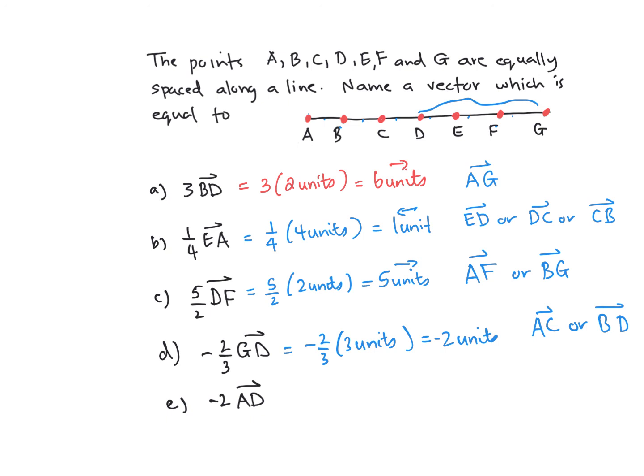And then finally, the opposite of twice A to D. So A to D is 1, 2, 3 units long. So the vector I want has to be 6 units long, and it has to go in the opposite direction of A to D, so it has to go left. So it's really the only option because the line is 6 units long. If I started at G, I would go to A. So G to A is 6 units long, and it's going in the opposite direction of A to D.